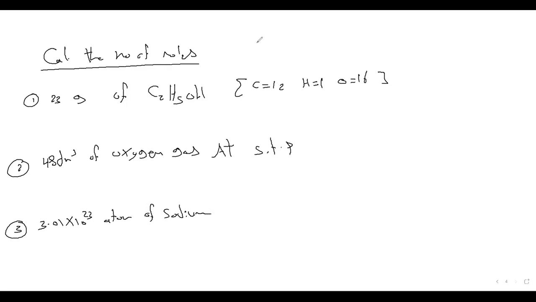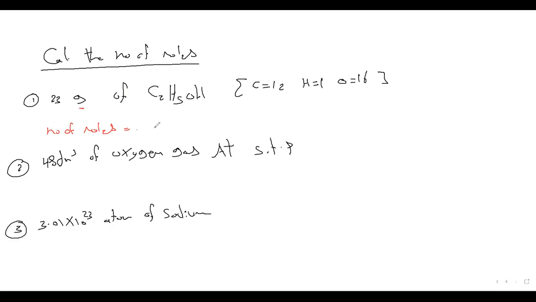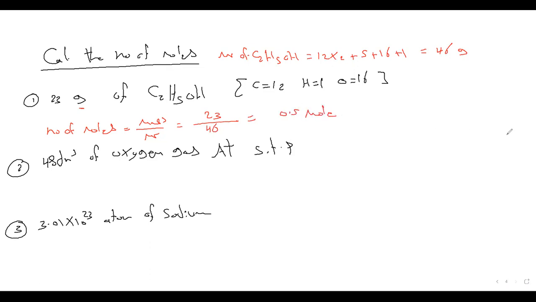In the first one, we have grams, so we have a mass. So number of moles is equal to mass over molar mass, which is 23 over the molar mass. Molar mass of C2H5OH is equal to 12 times 2 plus 5 plus 16 plus 1, equal 46 gram. So 23 over 46 is equal to 0.5 mole.